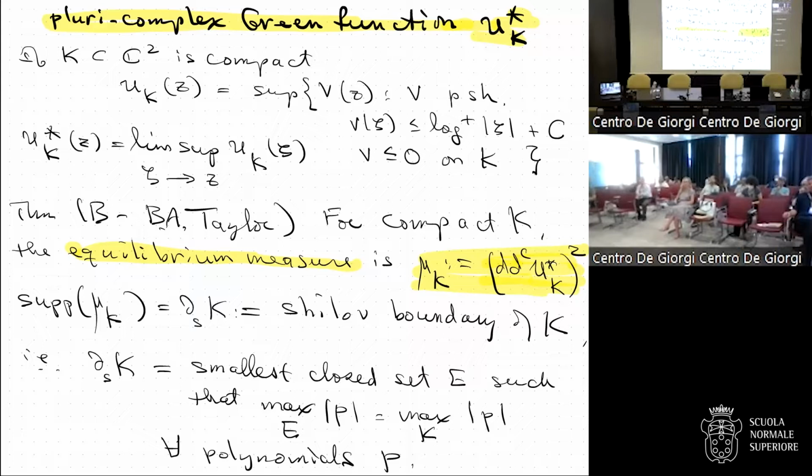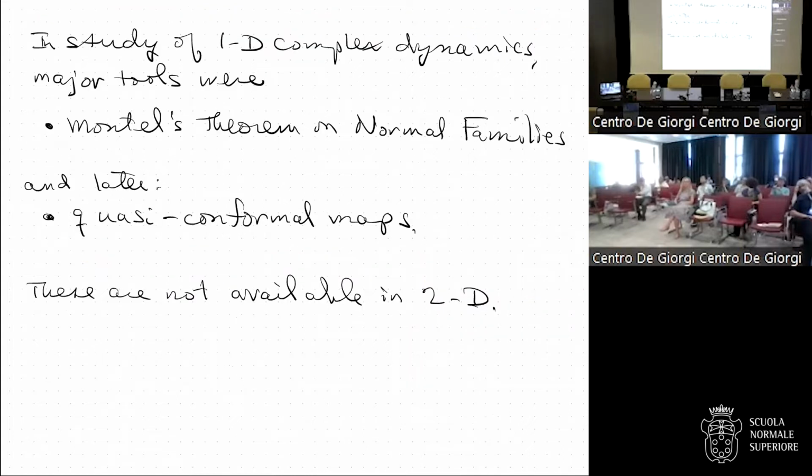Okay, and looking forward, in dimension 1, when you're doing complex dynamics, you have the Fatou-Julia set. The Julia set is the boundary of K. And in fact, for complex Henon maps, you'd like to instead take the Shilov boundary. The whole boundary is just too big, too many points, too many irrelevant points.